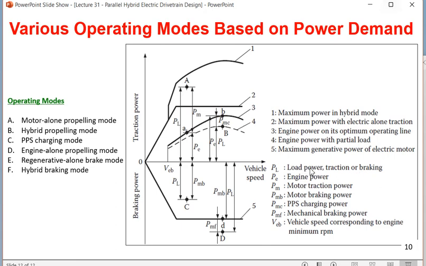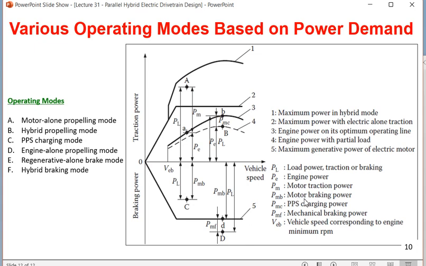So load power is actually the demand power. Whatever is the demand of the power from both the sources, or from the drivetrain, that is called the load power. PE is the engine power, PM is the motor traction power. So PM is actually coming from the PPS.